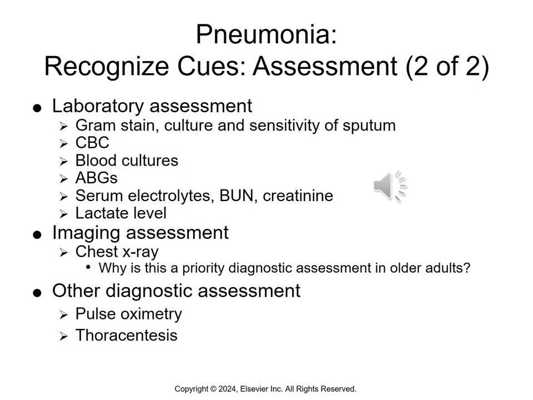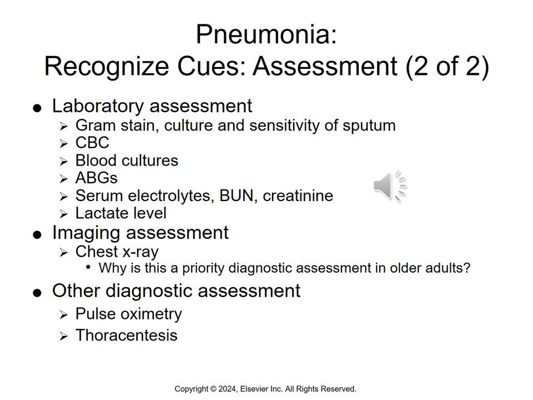Laboratory assessment of pneumonia. Sputum is often obtained and examined by Gram stain, culture, and sensitivity. However, unfortunately, the responsible organism can be very difficult to identify with the sputum culture. CBC is usually going to show an elevated white count, except in our older adult population. Blood cultures are performed to assess if there's septicemia, or entrance of this organism into the bloodstream.